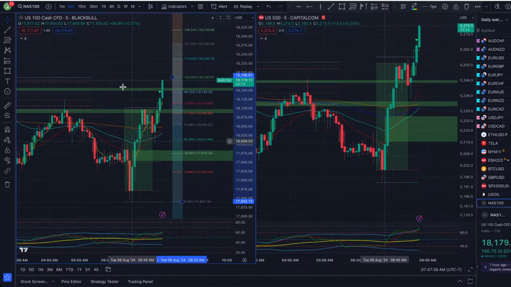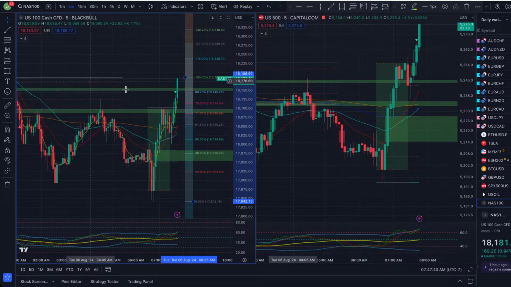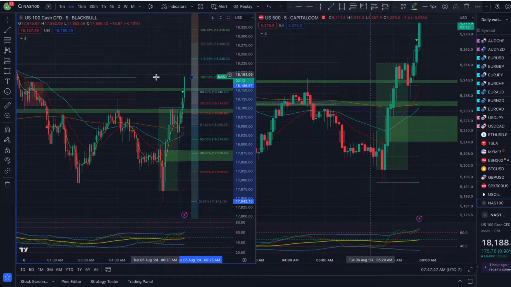So far, it's now tapped into London's fair value gap. And it's almost at 100%. There you go. It just took out London's high.